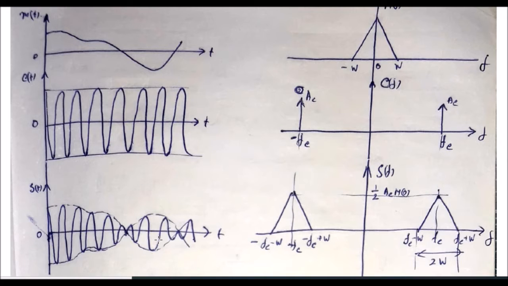For reception or detection of the DSB-SC signal, ordinary envelope detection is not possible. That's why synchronous detection or coherent detection has to be used. I'll discuss later what is meant by coherent or synchronous. That kind of special technique has to be used in order to detect the DSB-SC signal at the receiver end.